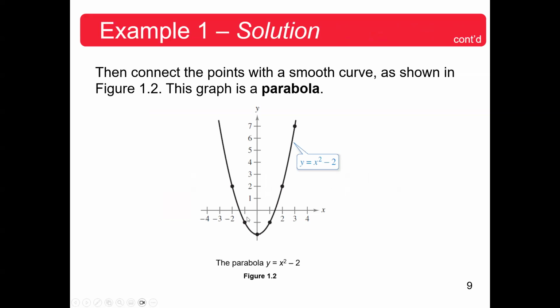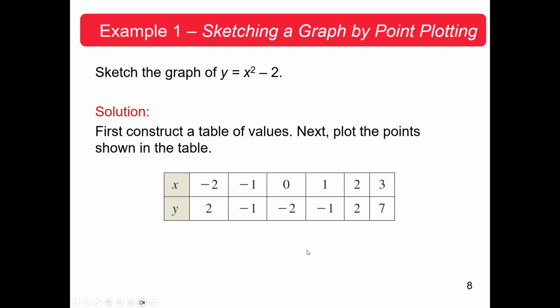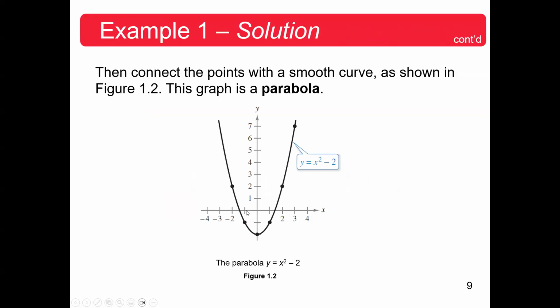And also when x is negative 1, positive and negative 1 give us the same value. So we can see from the table, when x is negative 1, we have y negative 1. When x is positive 1, we still have y negative 1. When x is negative 2, we have 2. When x is positive 2, we still have 2. So that's a parabola.